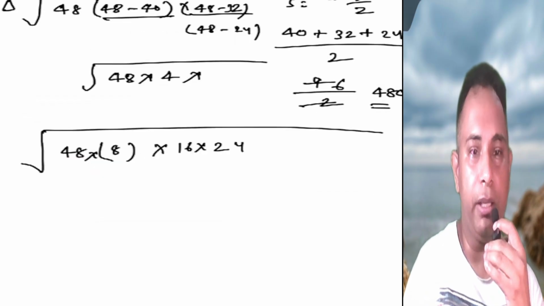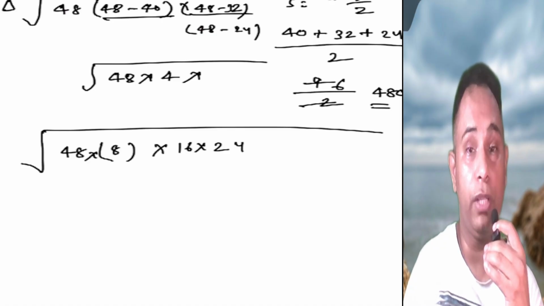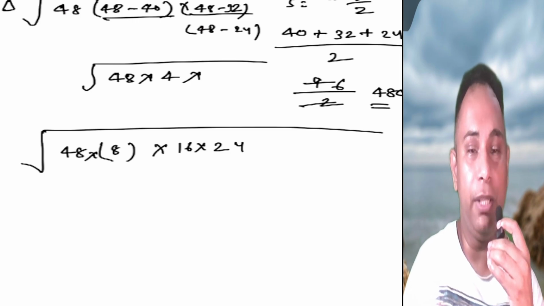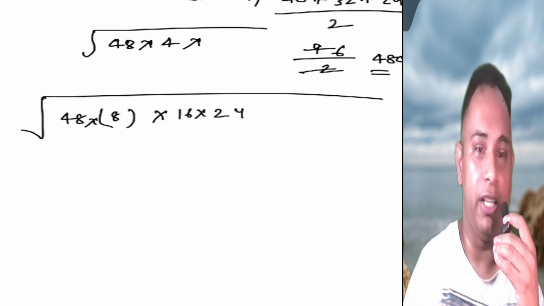Here we can have two ways. First, we should multiply all these things and find the square root of this. But since you are taking lessons with Zero Fear Math, I will tell you some shortcuts. Okay?